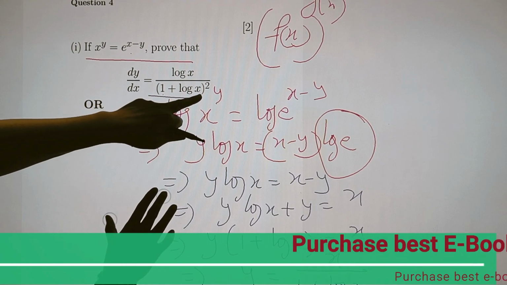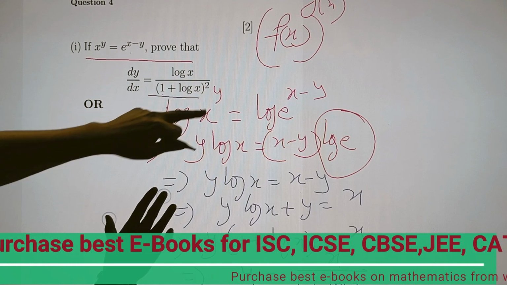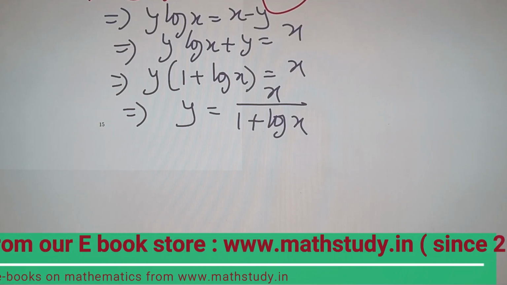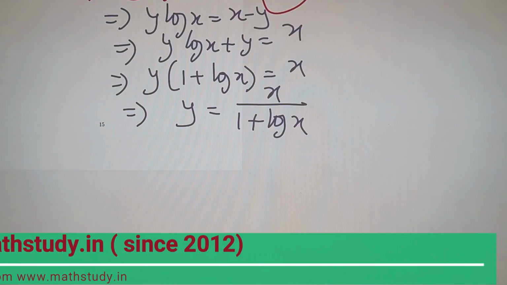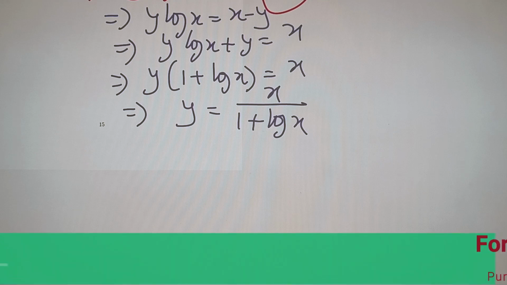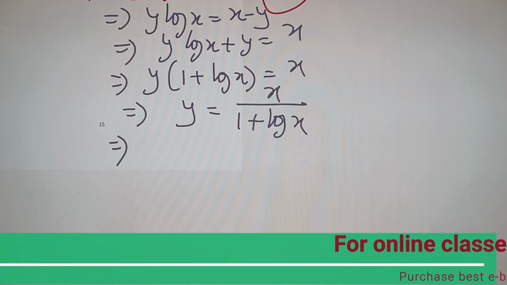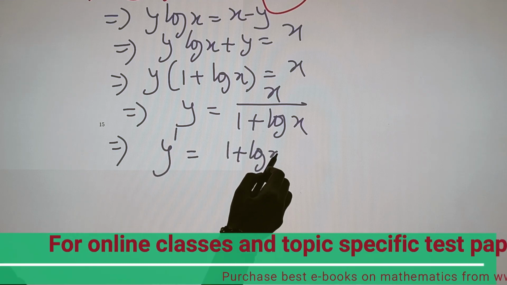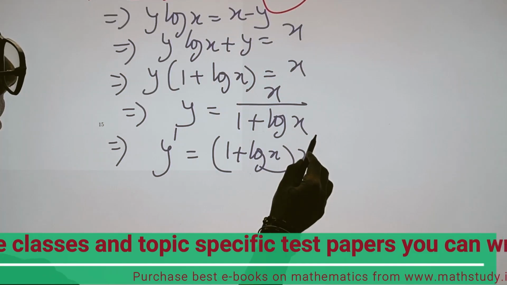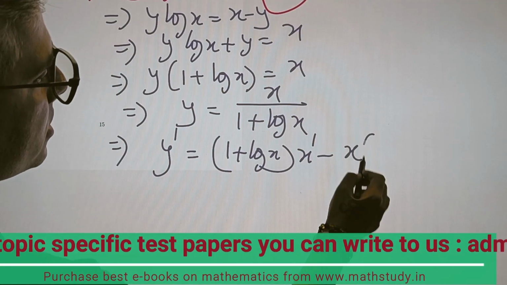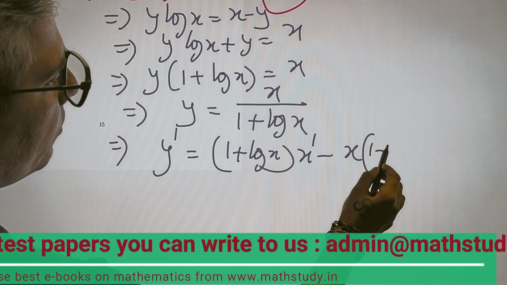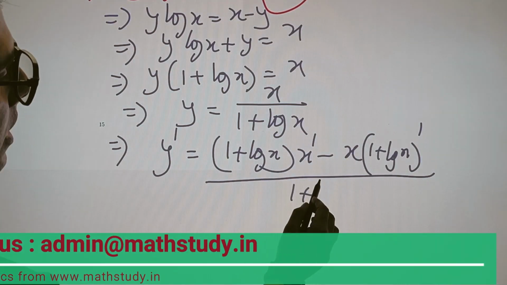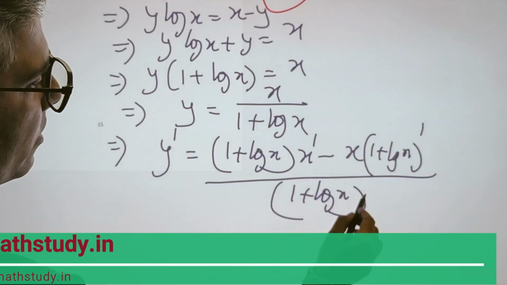We need to prove 1 plus log x raised to the power 2 here. Now we are getting 1 plus log x here. Very simple, and we will be able to easily solve it here. Now differentiating both sides by using the quotient rule, we will get y dash is equal to 1 plus log x into x dash minus x into the derivative of 1 plus log x, upon 1 plus log x whole square here.